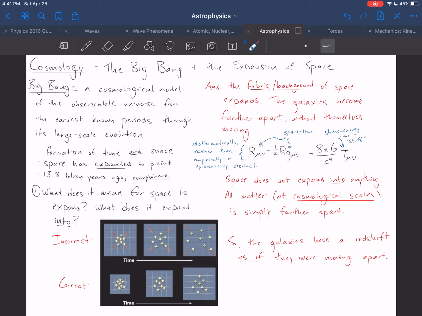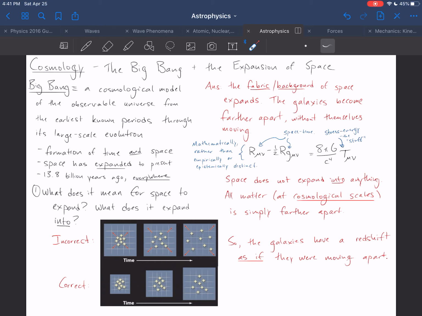The analogy for this that is quite common is to imagine dots on a balloon. You draw dots on a balloon, and you consider the universe as like the surface of the balloon. The dots are so far apart. Then you blow up the balloon, and you'll discover that as you blow up the balloon, the surface of the balloon, notice, is not expanding into anything. There's just more space on the surface, and all the points on the surface of the balloon get farther and farther apart.